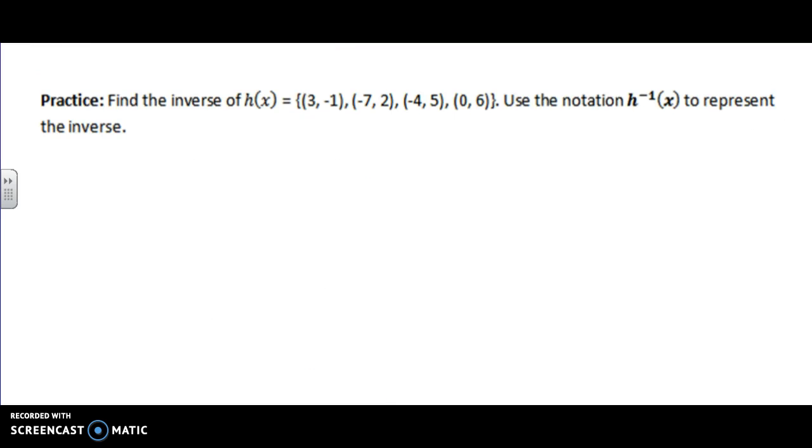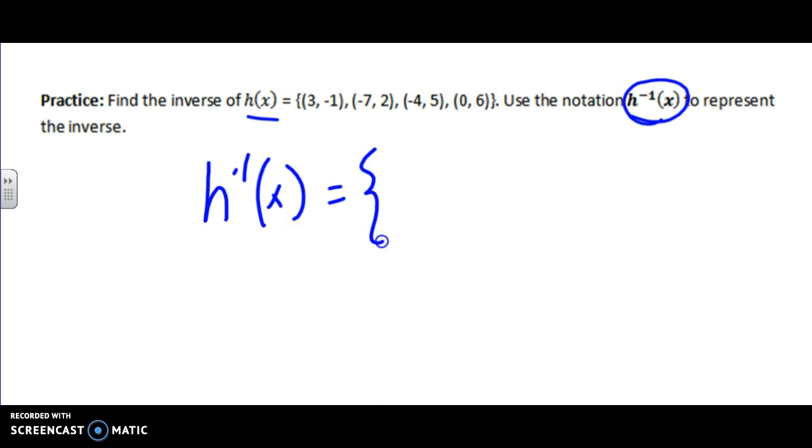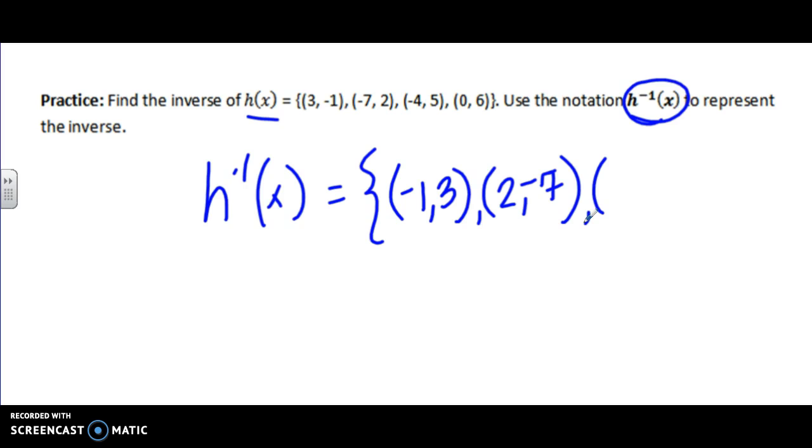Those that we just saw are called inverses. If I look at this new set, this is the set called h of x, and we're going to use this notation now. So h, with that little -1, stands for inverse. We're going to figure out what h inverse of x means. If I see that little -1 symbol, I know that I'm going to be interchanging my x and my y values. So to do the inverse of h here, we're just going to take 3, -1 and make it -1, 3, and make it 2, -7, and 5, -4, and 6, 0.